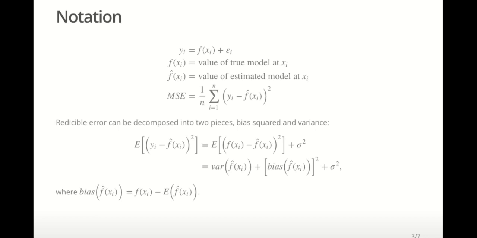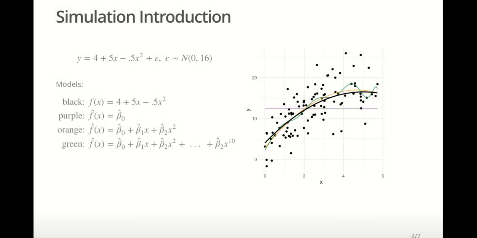The variance of f hat of x_i measures how much the estimated model varies from sample to sample. The bias of f hat of x_i measures how far off the estimated model is, on average, from the true model. Ideally, we would like our models to have both low variance and low bias. But we will find it is often a balancing act. Typically, models that are too simple have higher bias but are less variable. More complexity or flexibility will typically decrease bias but add variance. We will use simulations to help illustrate this.